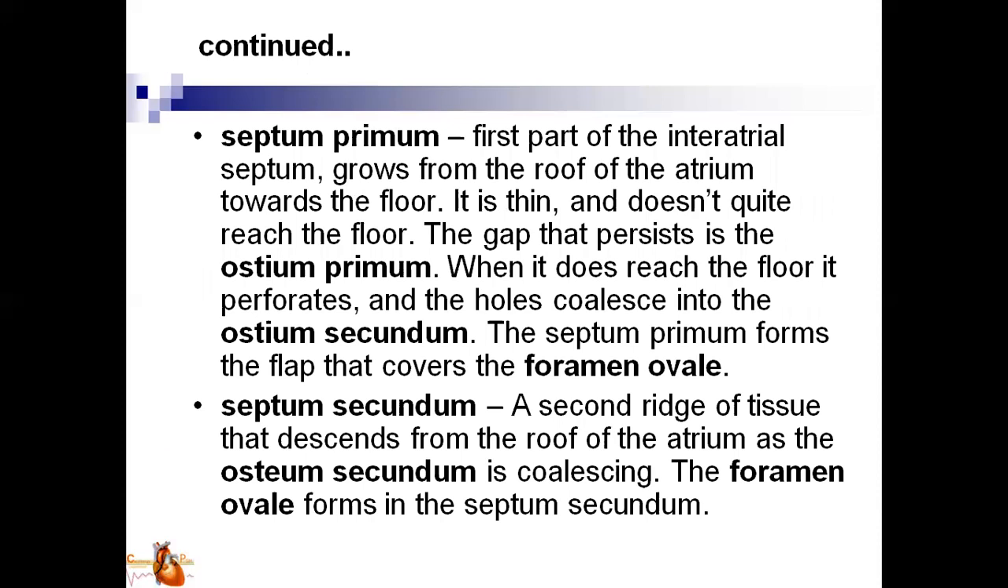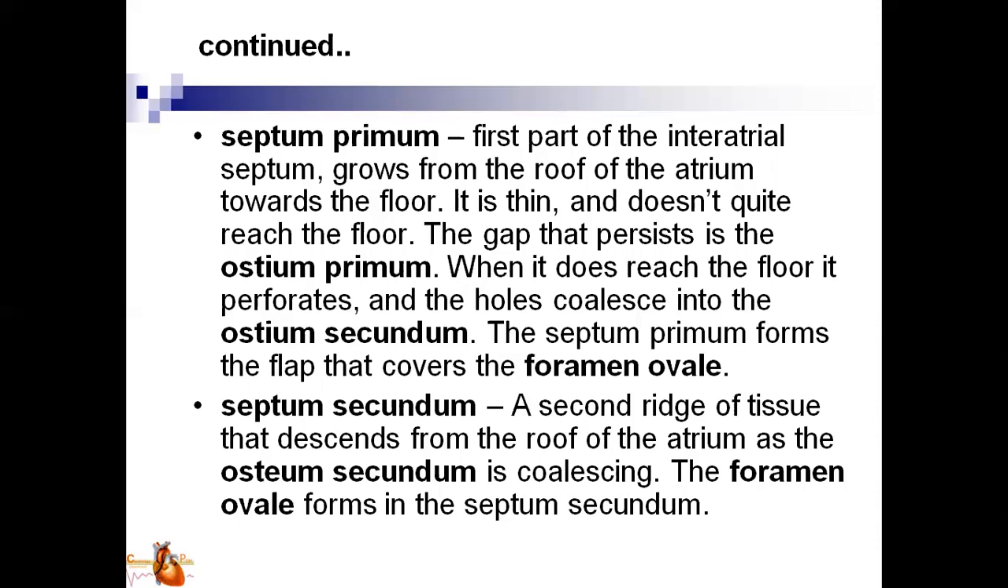Septum primum, the first part of the interatrial septum, grows from the roof of the atrium towards the floor. It is thin and does not quite reach the floor. The gap that persists is the ostium primum. When it does not reach the floor, it perforates and the hole coalesces with the ostium secundum. Septum primum forms the flap that covers the foramen ovale.